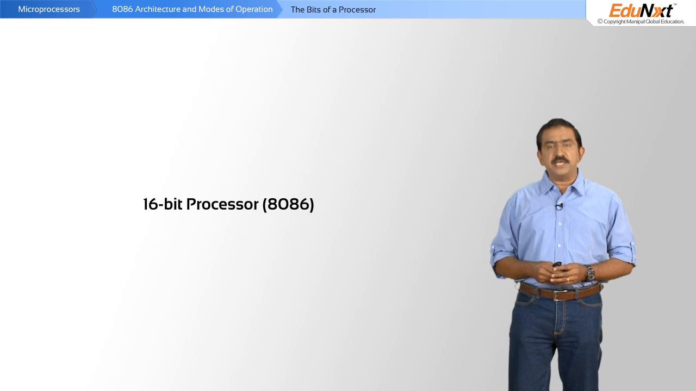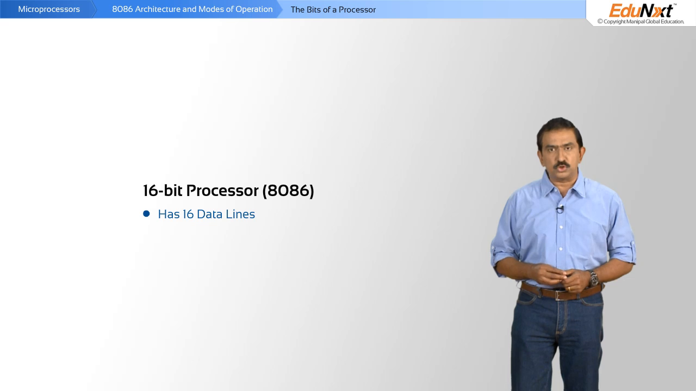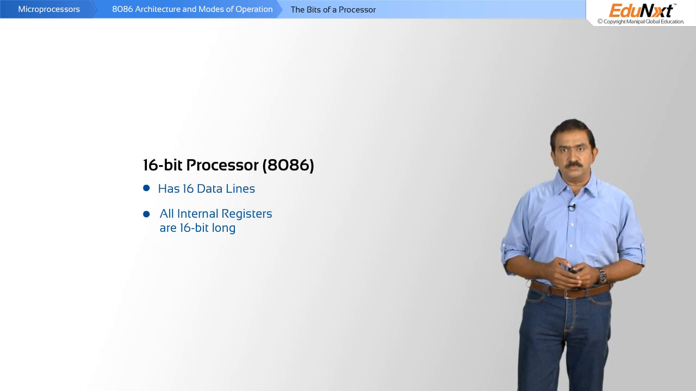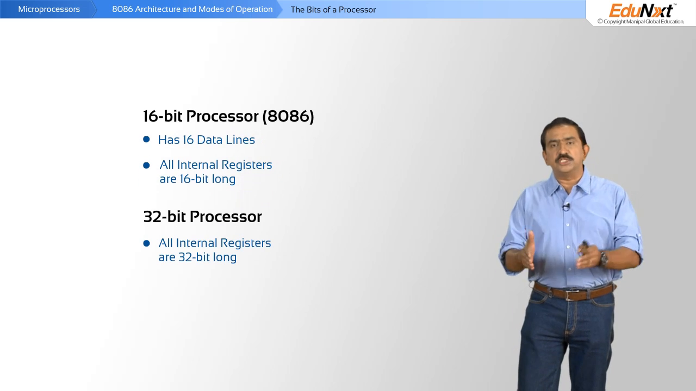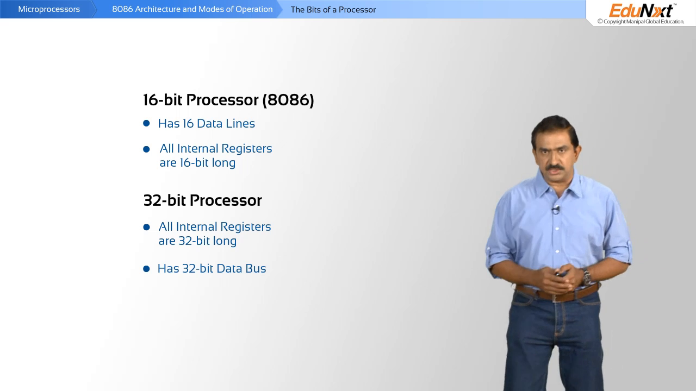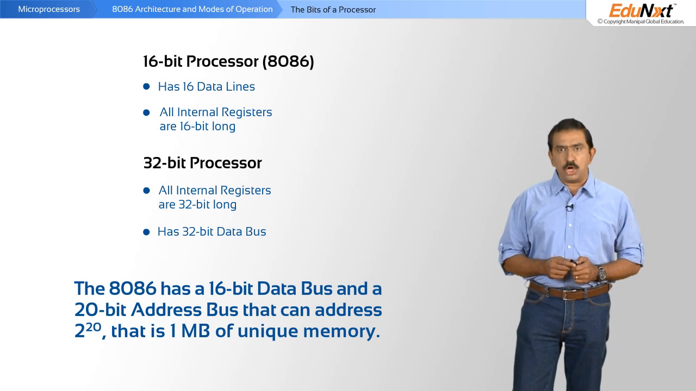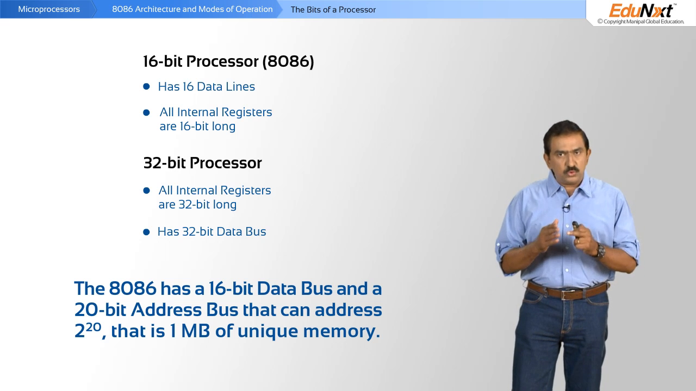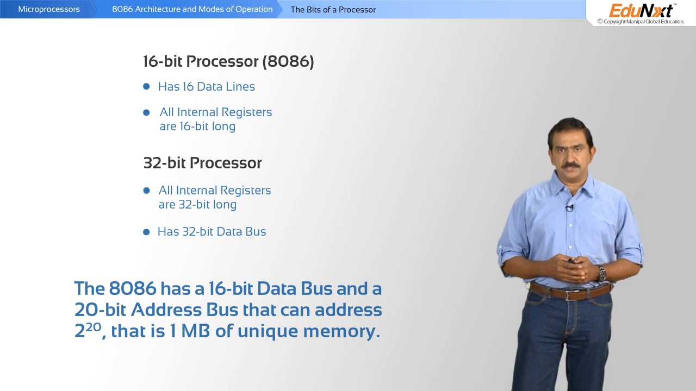So the 8086 is a 16-bit processor because it has 16 data lines that are exposed to the external world. All internal registers are 16 bits long too. If you were to talk of a 32-bit processor, you would have the same thing, but 32-bit internal registers and a 32-bit data bus. In the case of the 8086, while the data bus is itself 16 bits long, the address is 20 bits wide. Therefore, you can address up to 1 megabyte of RAM or ROM, as you will. 2 to the power 20 is 1 megabyte.